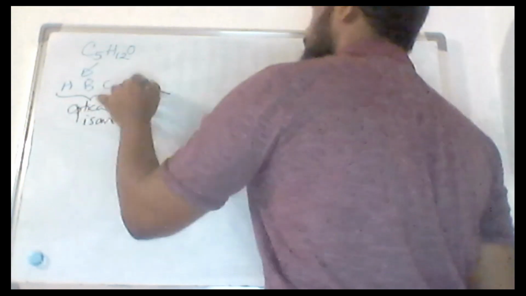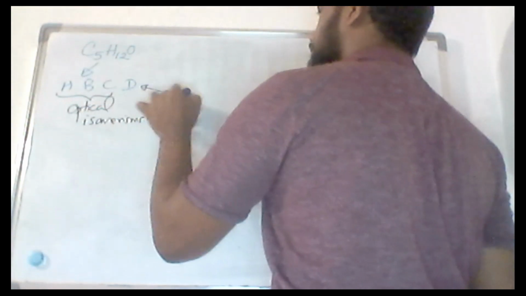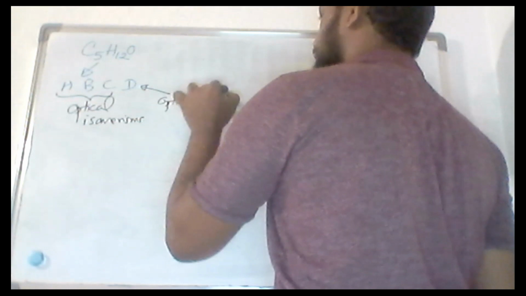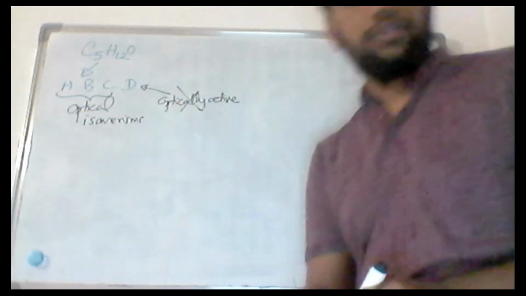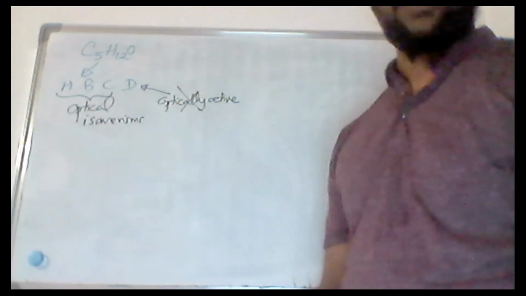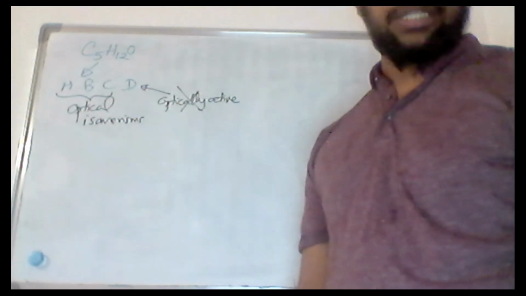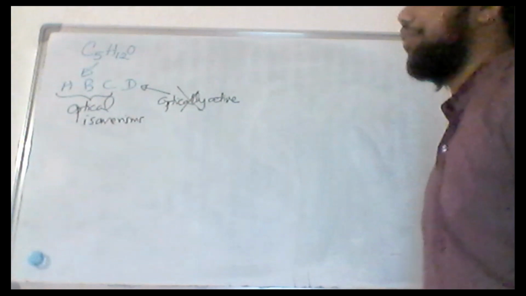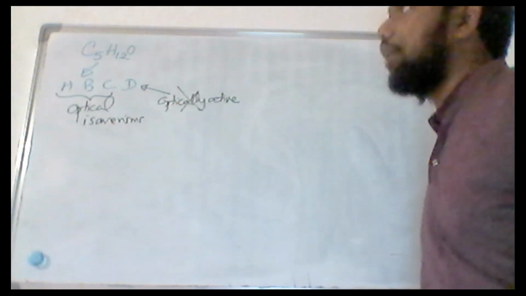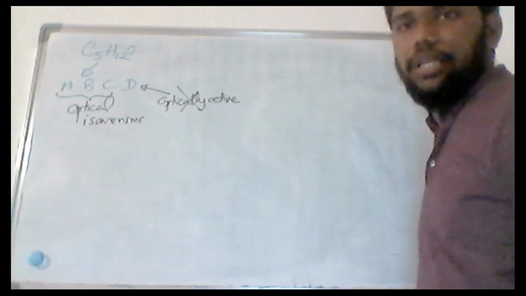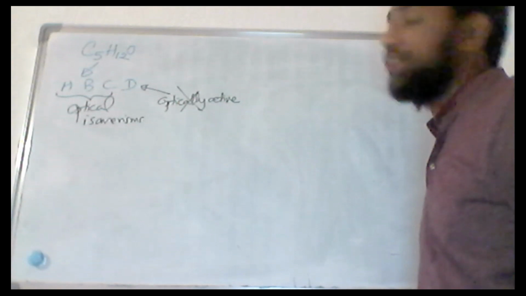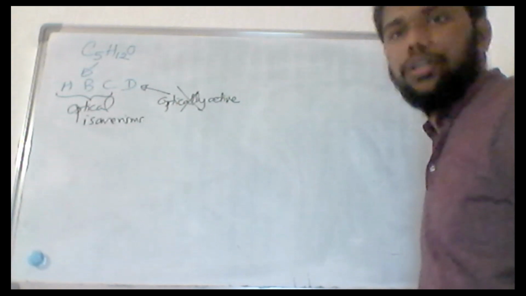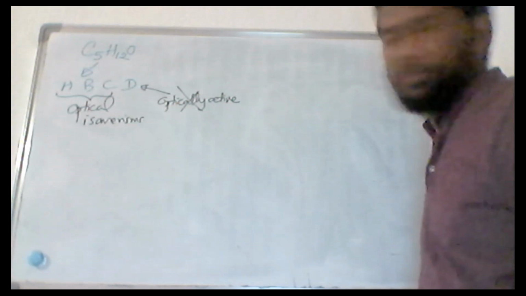D is not optically active. So this is not an optically active compound. D is not an optically active compound. So draw possible structures for A, B, C. They haven't given any other additional information about A, B, C, so we need to use this particular chemical formula and try to draw 3 different structures which are optically active. So we will go through the simplest one.